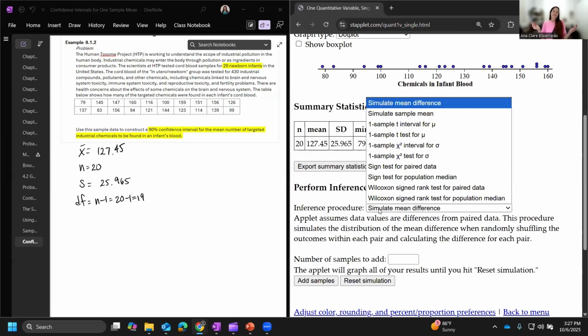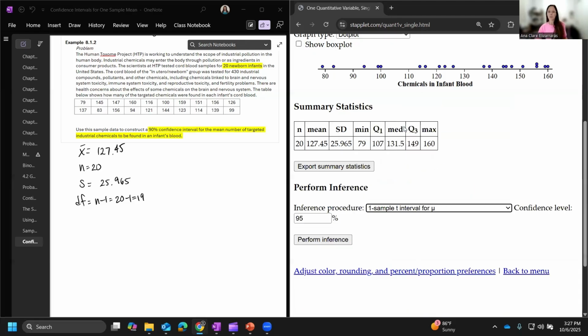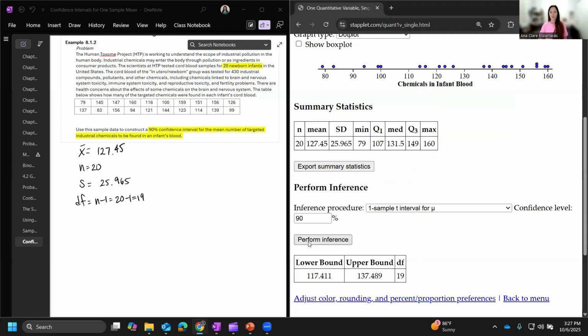Which ones look familiar? We're not dealing with sigma intervals. We are dealing with one sample for means, which is mu, and we're not doing a test, we're making an interval. So we're going to do a one sample t interval for mu, and we need to let the program know what level of confidence we have, and we're told 90%. I click perform inference, and there's my interval. So my interval was 117.411 to 137.489.